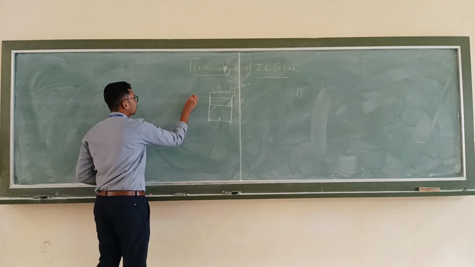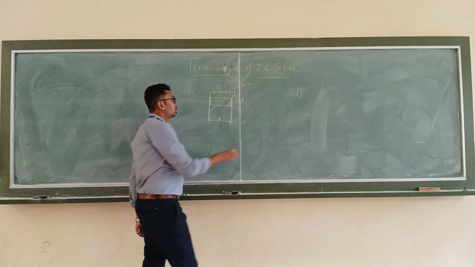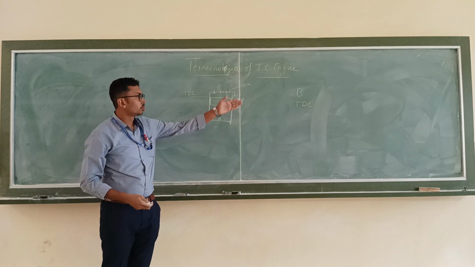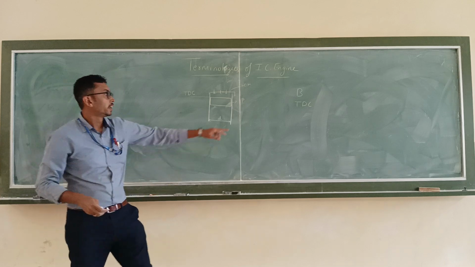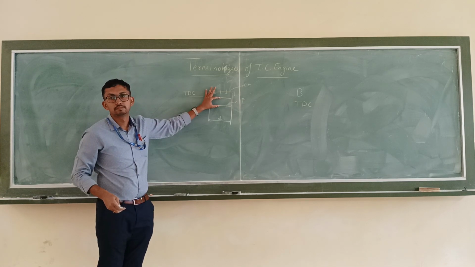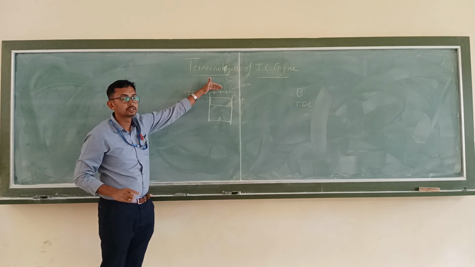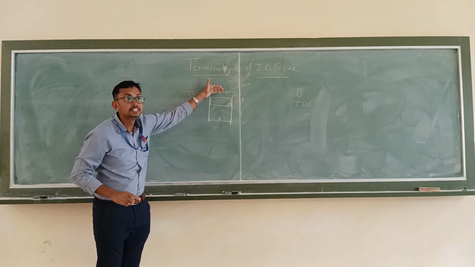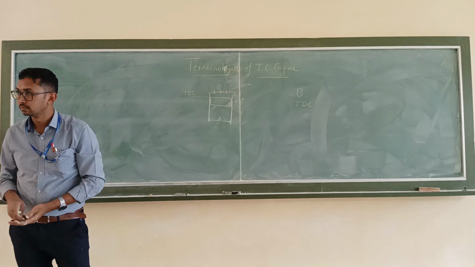So this end is called TDC. What is this? TDC, that is the top dead center. What is the meaning of top dead center? If you know this, then only you will be able to understand the working of engines. The extreme position of the piston nearer to the cylinder head is called the top dead center. Is it clear?